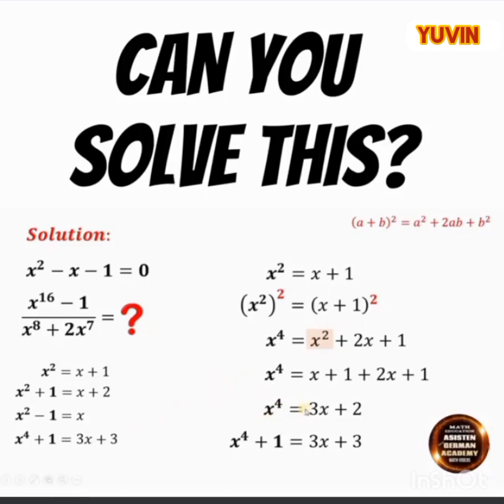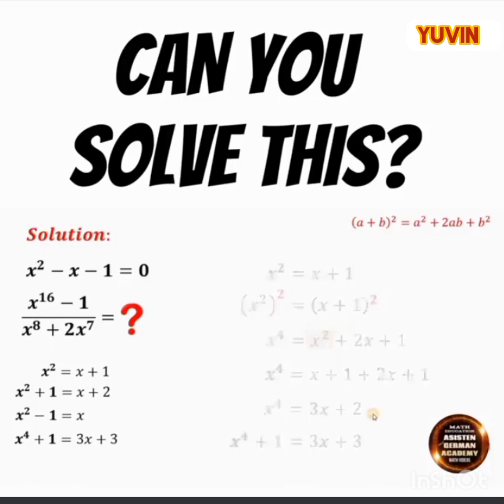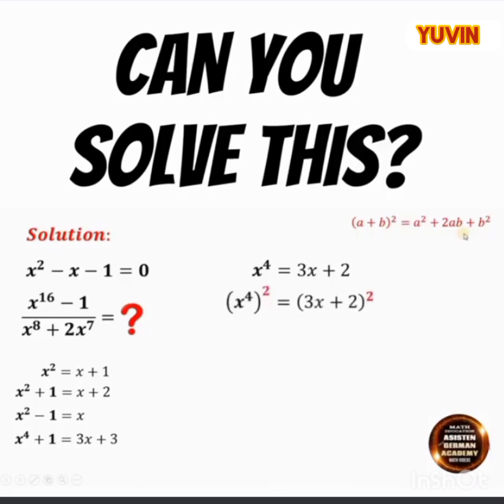Now at this point, let's start with this equation. X to the 4th equals 3x plus 2. So we have x to the 4th equals 3x plus 2. Now square both sides. Again, we will use this identity. Therefore, the right-hand side of our equation becomes 9x squared plus 12x plus 4. And on the left side, we have x raised to 8. Again, we see an x squared. And we know that x squared must be equal to x plus 1. Therefore, we can substitute x squared with x plus 1. Now, let's combine similar terms.